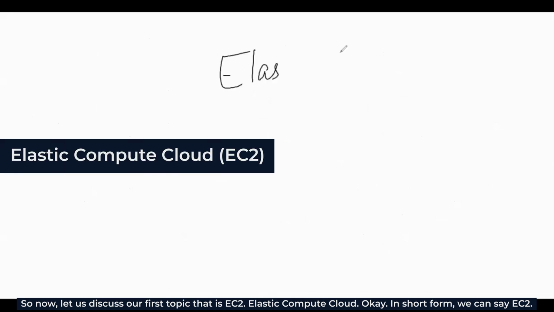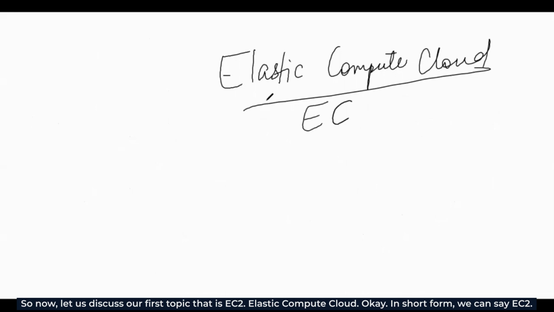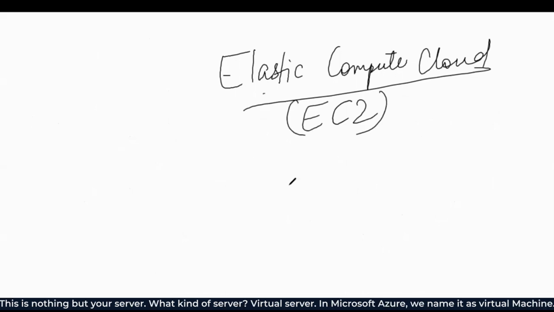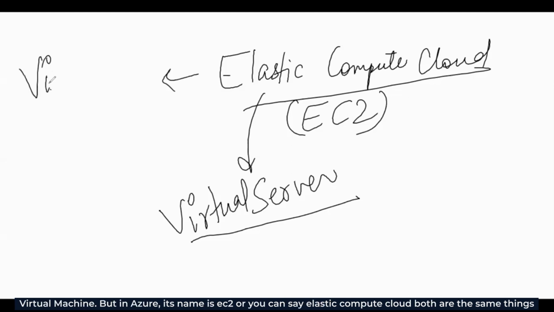So now let us discuss our first topic, that is EC2, Elastic Compute Cloud. Okay, in short form, we can say EC2. This is nothing but your server. What kind of server? Virtual server. In Microsoft Azure, we name it as virtual machine.